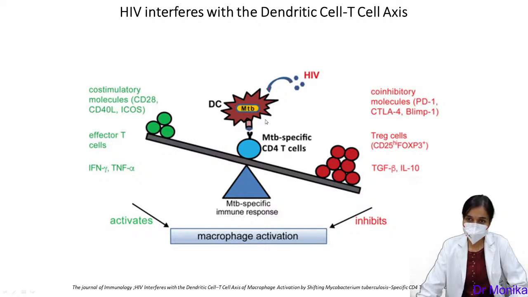Also, these doubly infected MTB and HIV dendritic cells alter the balance between the co-stimulatory and co-inhibitory molecules, causing a decrease in the expression of co-stimulatory molecules and an increase in the expression of co-inhibitory molecules. The end result of all this is that the MTB-specific CD4 T cells lose their control in controlling the MTB infection, and this increases the growth of these bacilli.